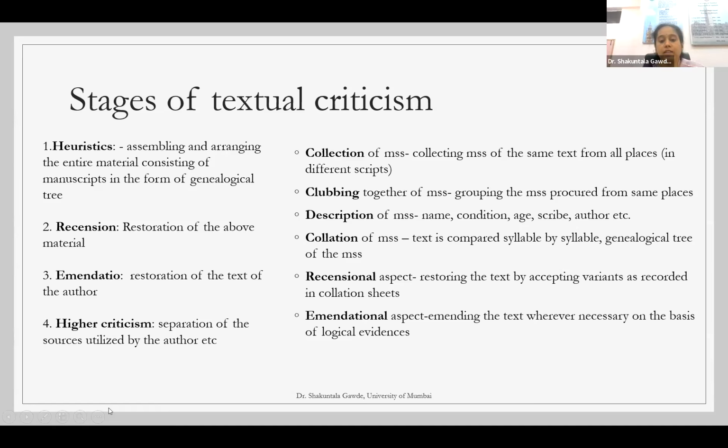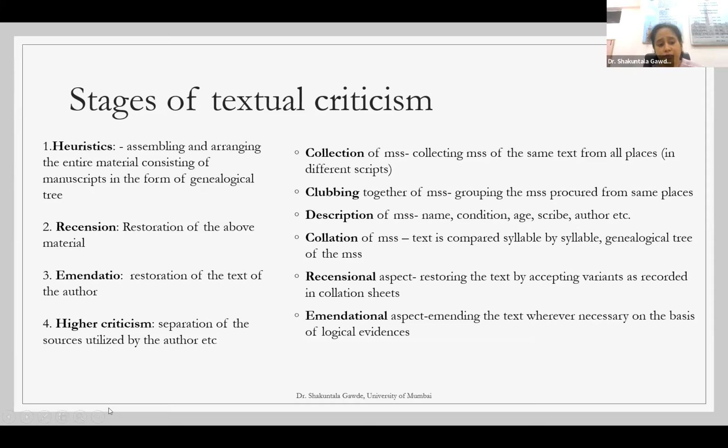Maybe they can be clubbed according to, first of all, various scripts like Sharada manuscripts can be clubbed together. Nevari manuscripts can be clubbed together. Then they also need to be grouped according to regions, various regions like northern, western, or the southern, like that. Whatever is the availability, accordingly they need to be classified.